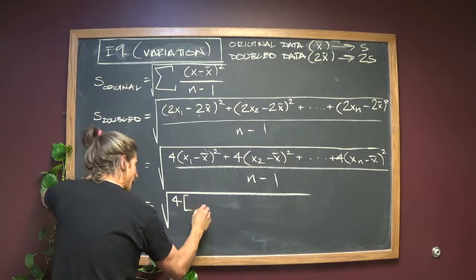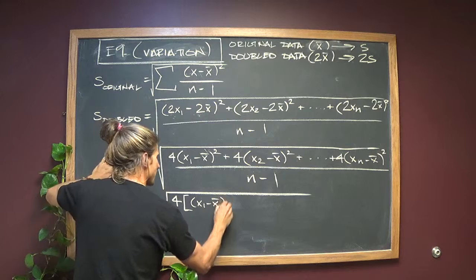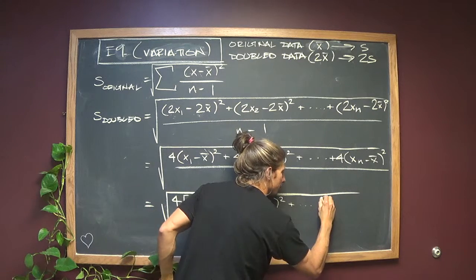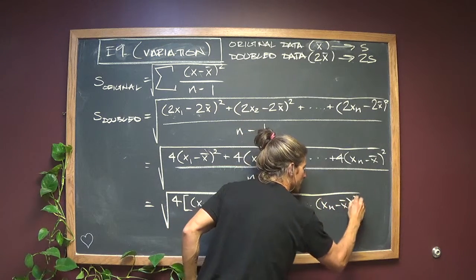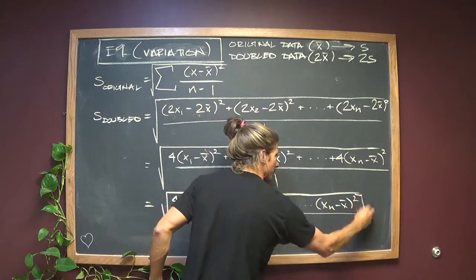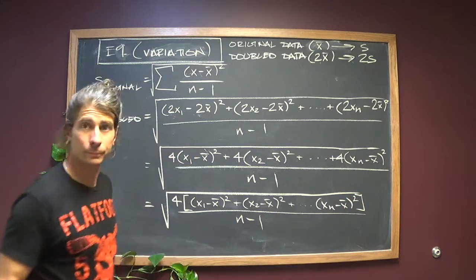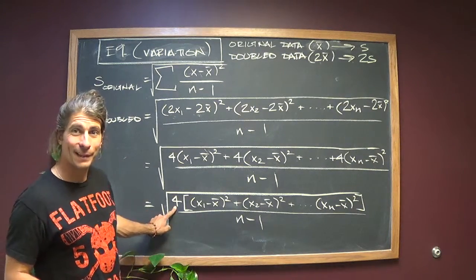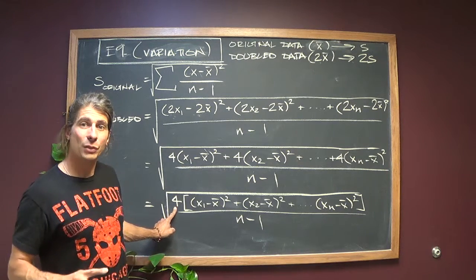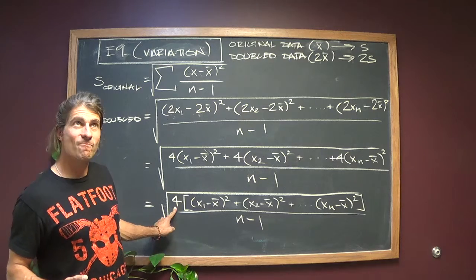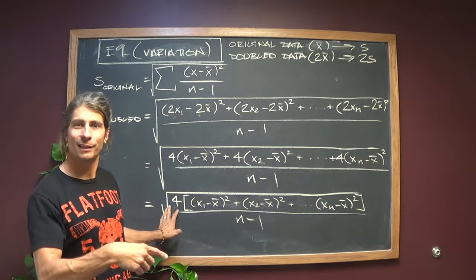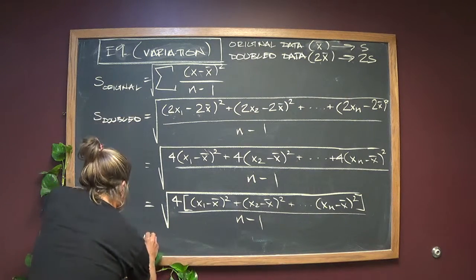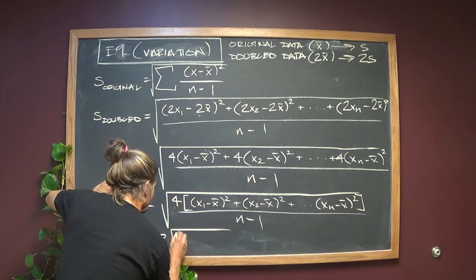4 times, and I'm going to use brackets and parentheses, (x1 minus x bar) squared plus (x2 minus x bar) squared plus dot dot dot (xn minus x bar) squared, all over, let's put a bracket on that, n minus 1. If you have to vomit again, go ahead. We're almost done. Now notice that that 4 right there also has a perfect square root. So I can pull that 4 through the radical because the square root of 4 is 2. So you're going to end up with 2 times the radical of all of this.